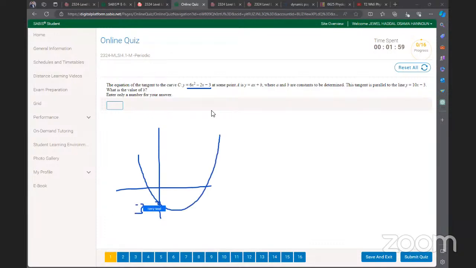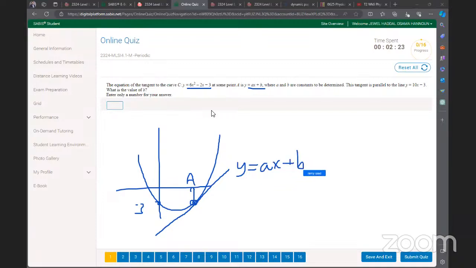So at some point, we will have a tangent, at a point x, which is a, but we don't know till now what x equals. So this tangent equation is y equals ax plus b, where a and b are constants. So this line equation will be y equals ax plus b.